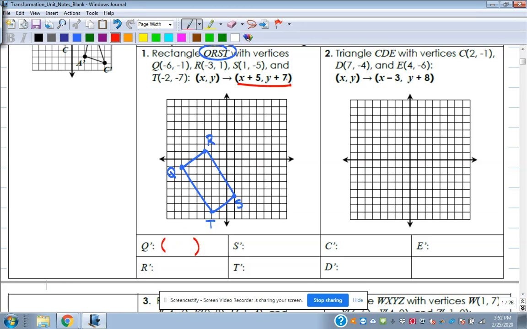These are the rules. That's the rule we're following. X plus 5 and Y plus 7. We do exactly that. So if I add positive 5 to negative 6, I get negative 1. If I add 7 to negative 1, I get positive 6. So I know where Q prime is going to be, at negative 1, positive 6. And I'll put Q prime there.